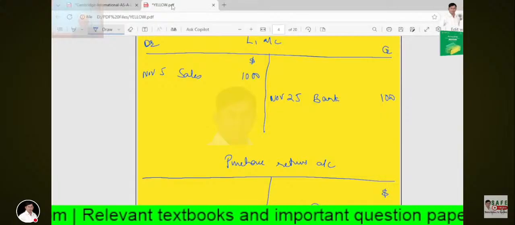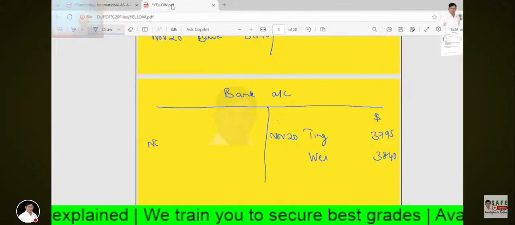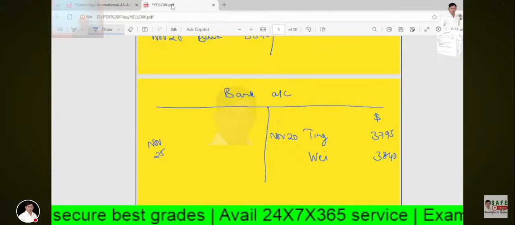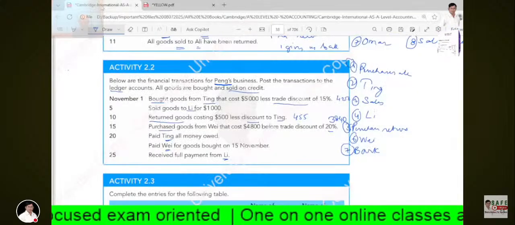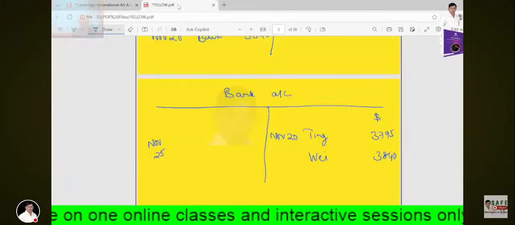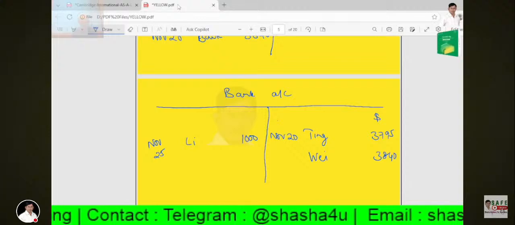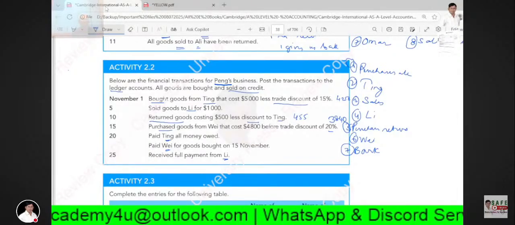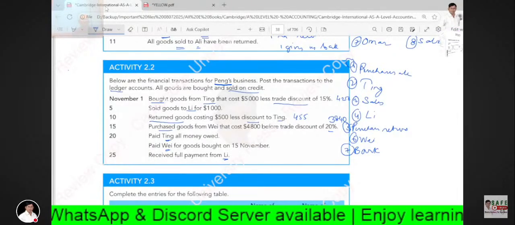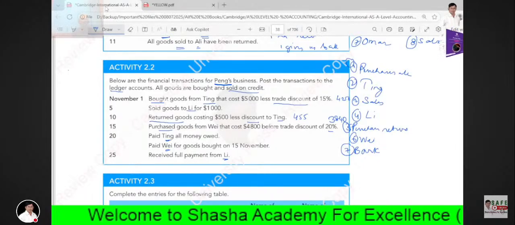So bank, November 25, from Lee, 1000 from Lee. That's all, so we have finished. What else is required? Below are the financial transactions for Penn's business. Post the transactions to the ledger accounts. All goods are bought and sold on credit. So we have finished. This is the answer.